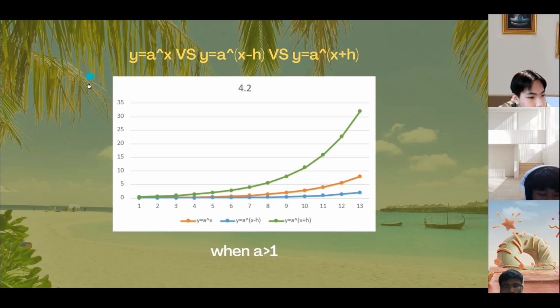And this graph is also similar to the previous one, but it's just swapped. This one does not move up or down. This results in a move left or right due to the constant plus or minus with the x value.